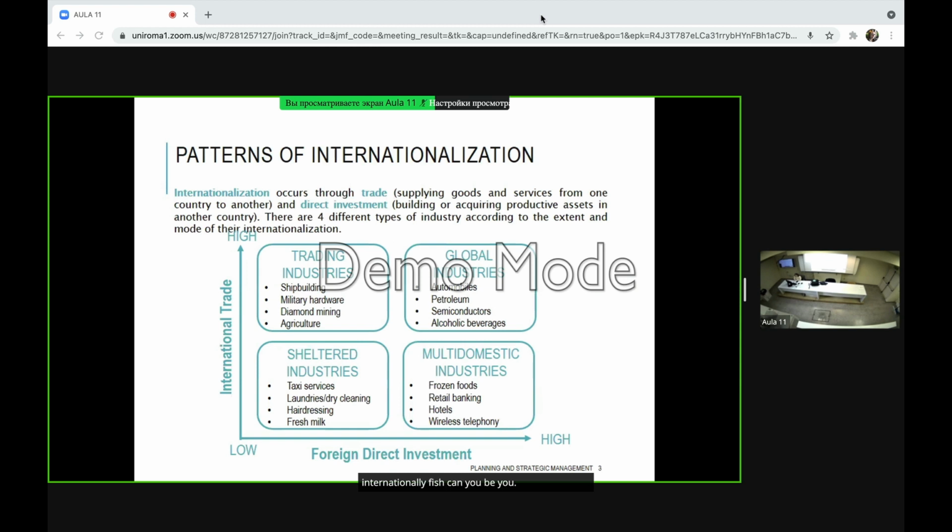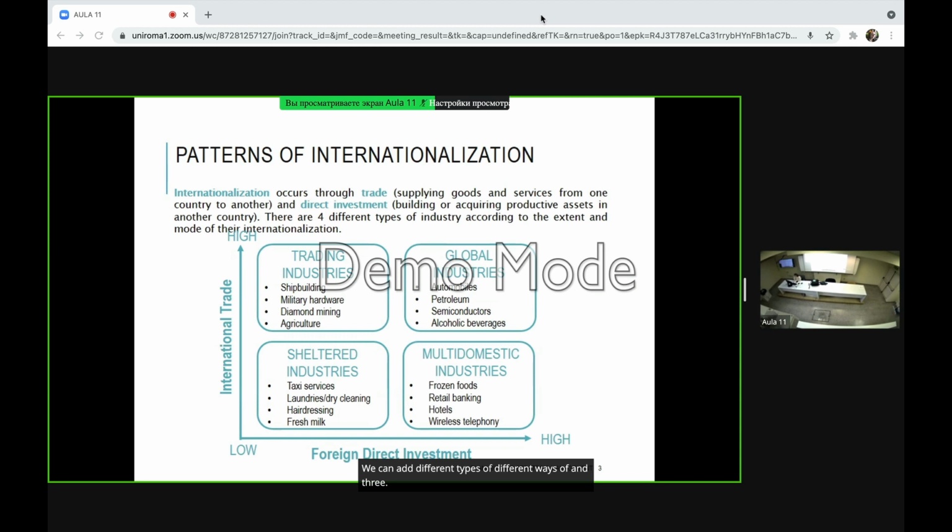Internationalization is the use of global resources such as capital, labor force, or raw material to do business. Internationalization occurs through trade, which means supplying goods and services from one country to another, and through direct investment. According to these two aspects, international trading and direct investment, we can have different ways of entry of industries.